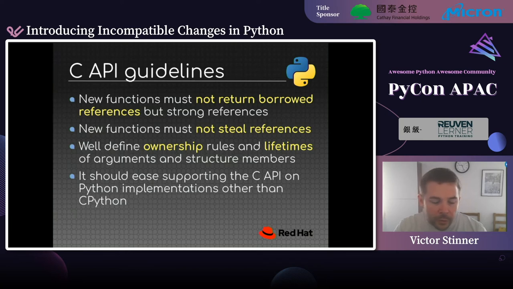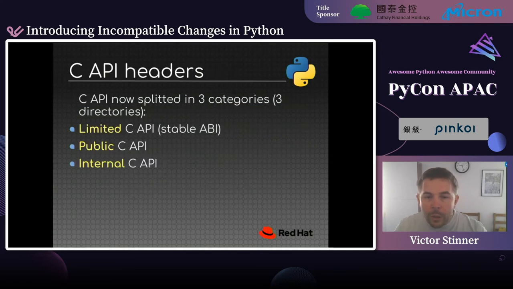This is something very important in C, to know when a pointer is still valid and when the pointer must not be used anymore, for example. We also reorganized the header files to have a clear separation between the limited C API or the stable ABI, the public C API, which is the common one that you are using, and what's called the internal C API, which is only used by Python itself, and you should not use it unless you know what you are doing.